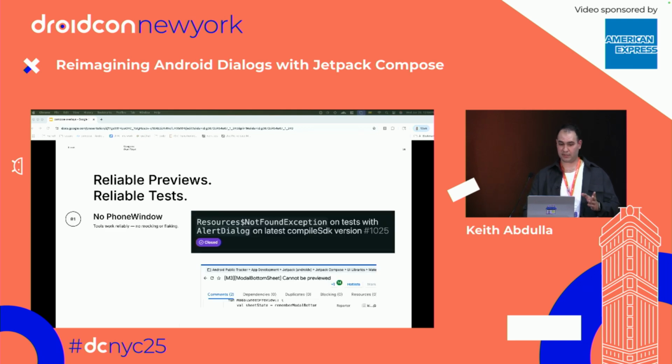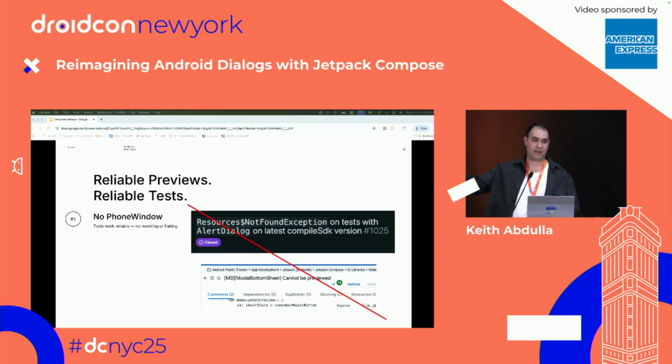So with Compose overlays, you should no longer have to worry about these issues with on a Google issue or a GitHub issue. These tools will work reliably. No mucking or flaking. You have less flaky tests because you're not opening up a new window in your UI tests.